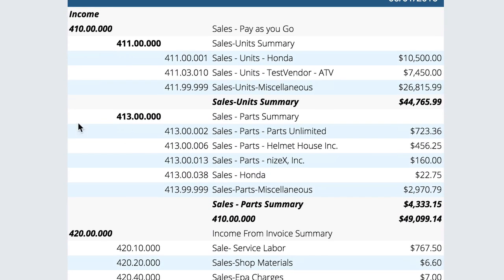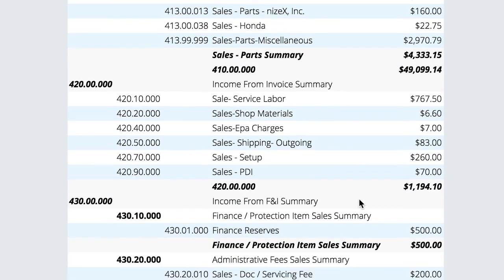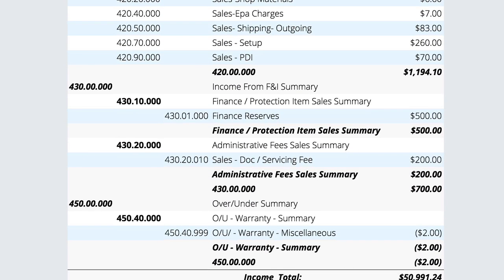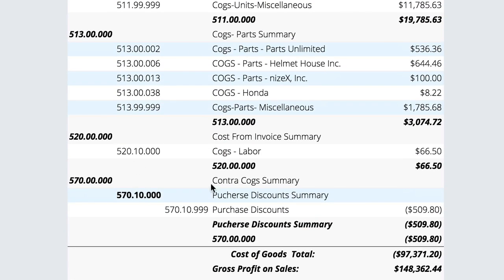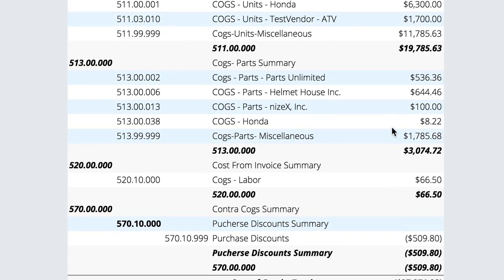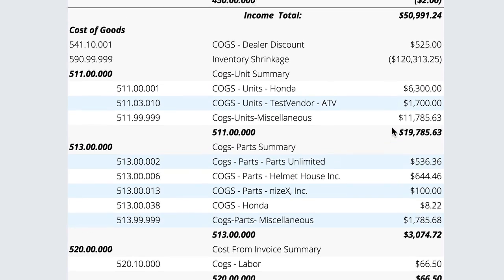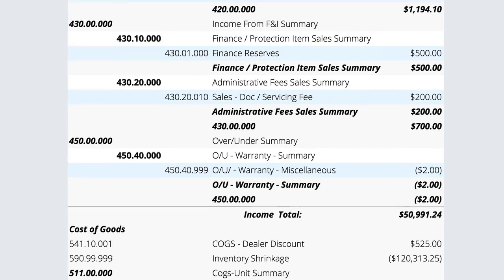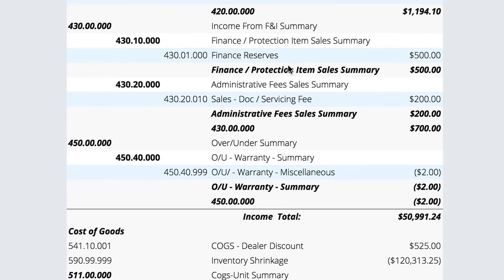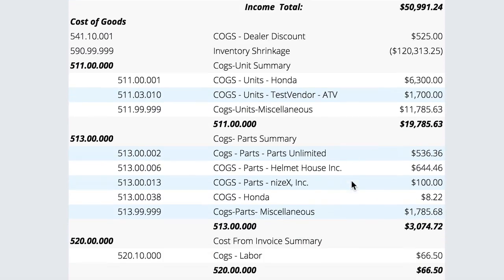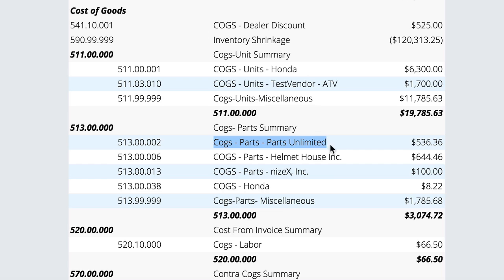And so the P&L that we have is basically laid out like any other company P&L. You've got your income items up here at the top. You get down until you get to your income total. Then you've got your cost of goods section, which is the cost of selling inventory. So it's kind of important to understand that when we come up here and we sell parts for Parts Unlimited, there's a cost associated with selling those parts. And so if we come down here, here's the cost associated with selling the Parts Unlimited parts.